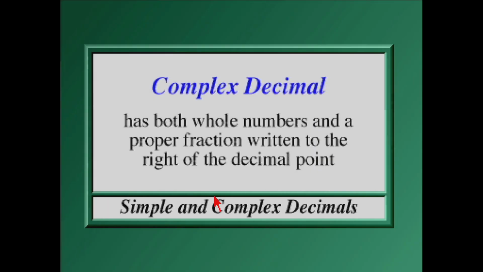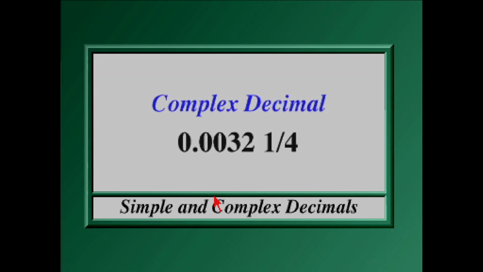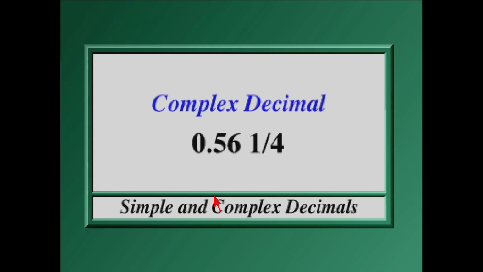A complex decimal has both integers and a proper fraction written to the right of the decimal point. For example, 32 10,000ths and 1/4 is a complex decimal. Another complex decimal is 0.56 and 1/4.